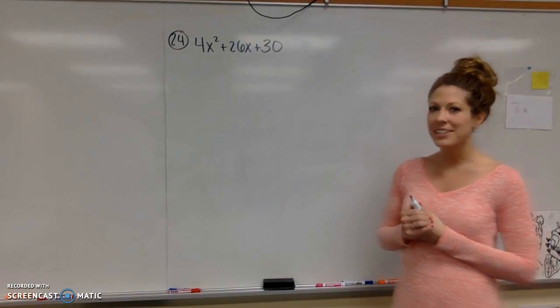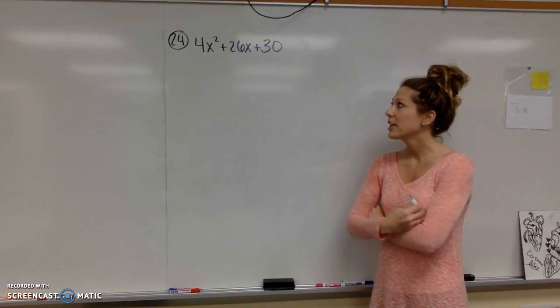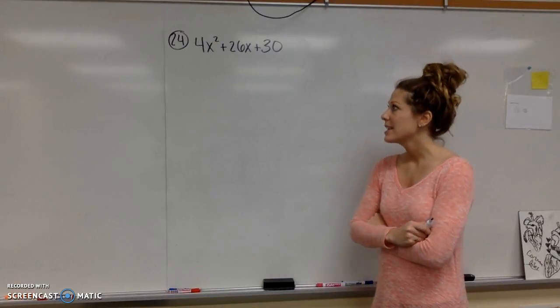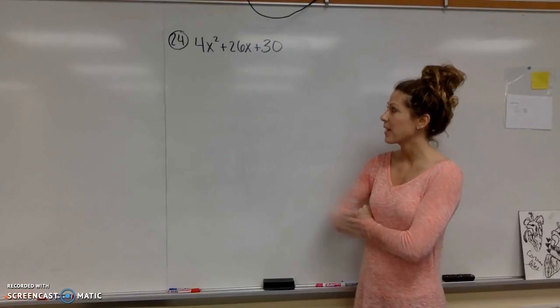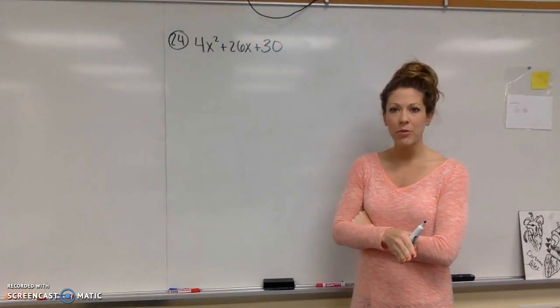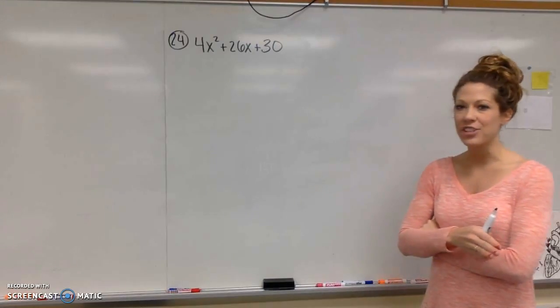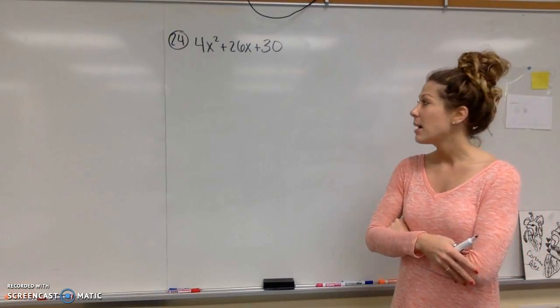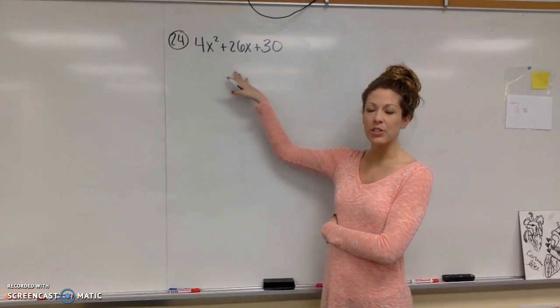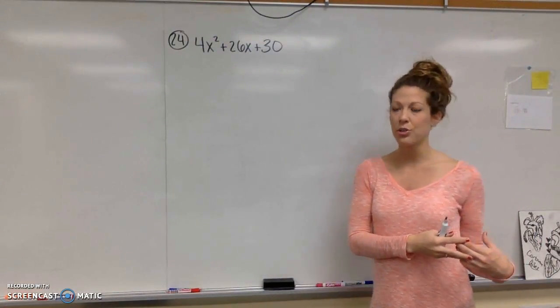Continuing on with our study guide questions, we're going to look at some factoring problems that require a few extra steps. So on number 24, we have a coefficient in front of our first term. Step number 1 is always to look and factor out a GCF if there is one. In this case, we've got 4, 26, and 30. They're all even numbers, so we at least can factor out a 2.